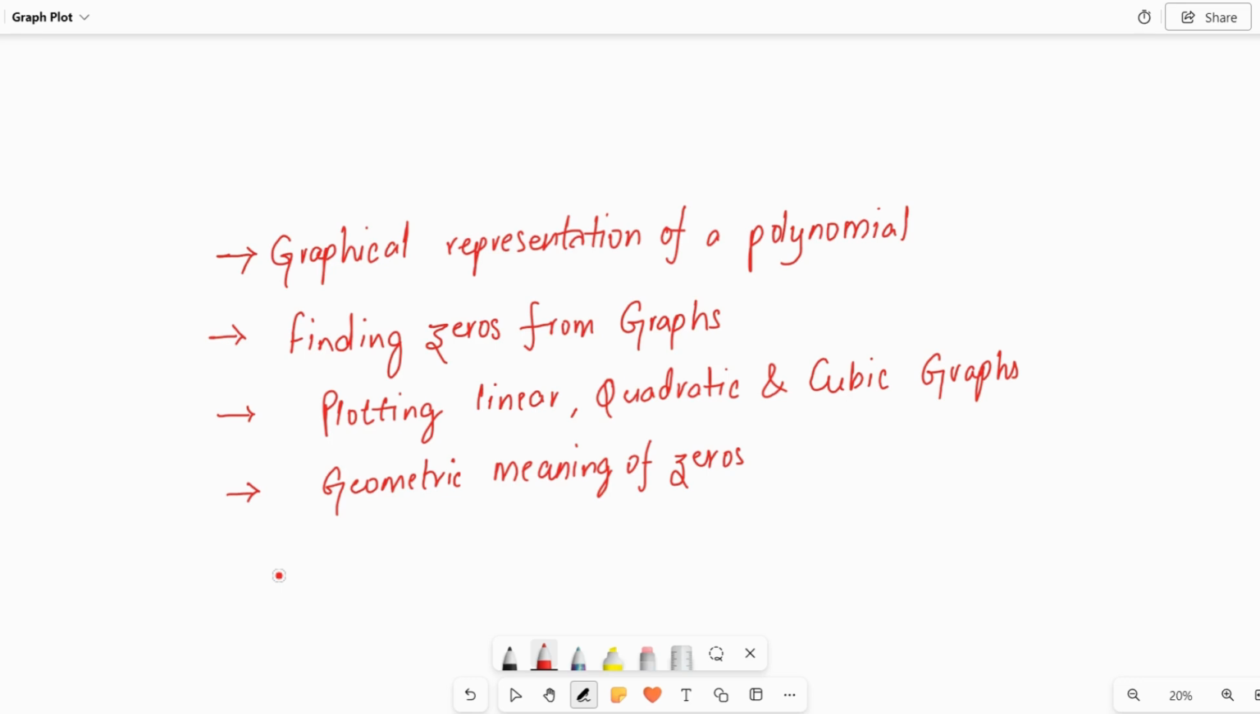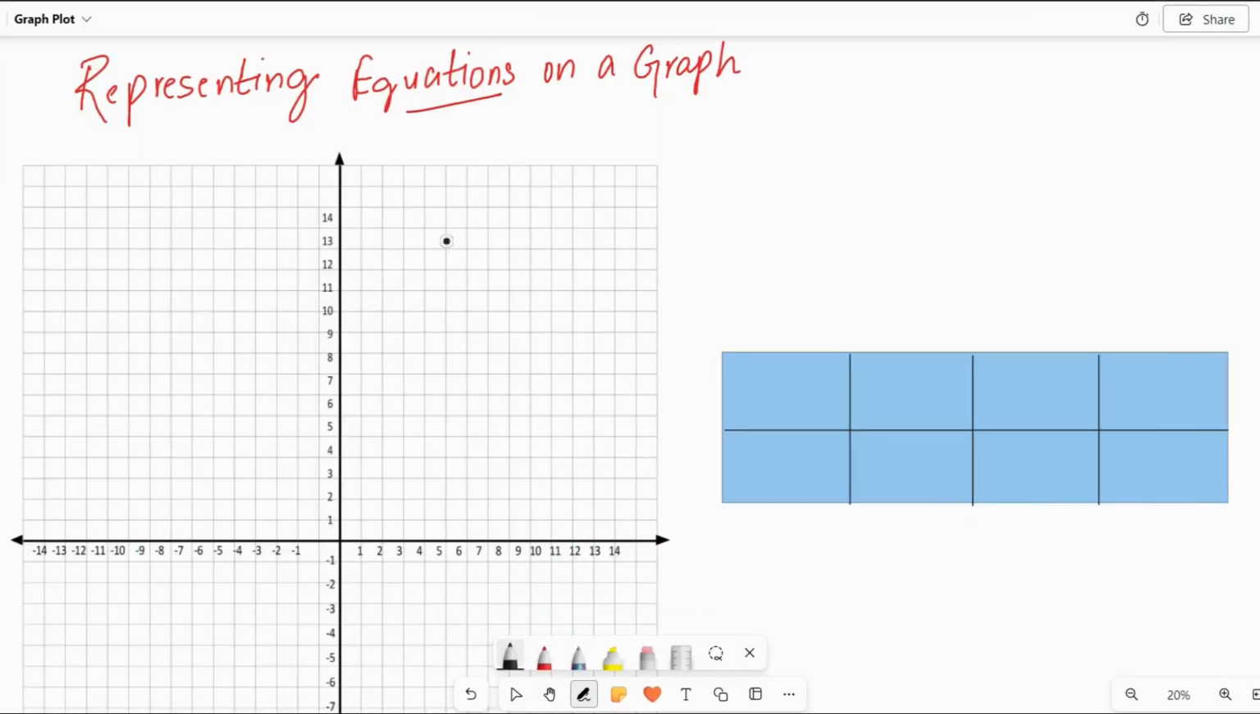Understanding how polynomial equations look on a graph helps us make sense of concepts like zeros and roots. We'll explore plotting linear, quadratic and cubic graphs. Also, we'll learn the geometric meaning of zeros. So, let's get started. Let us begin by representing equations on a graph.